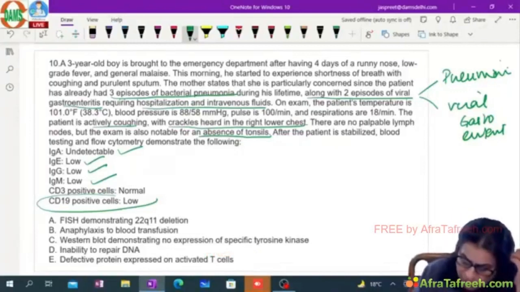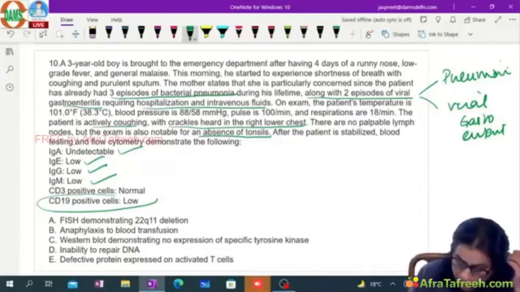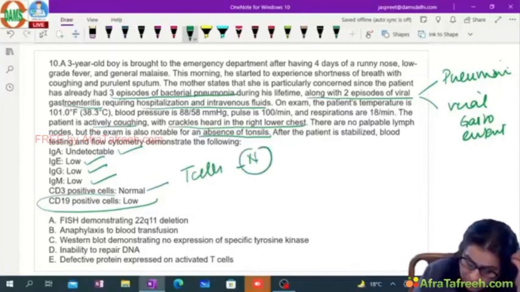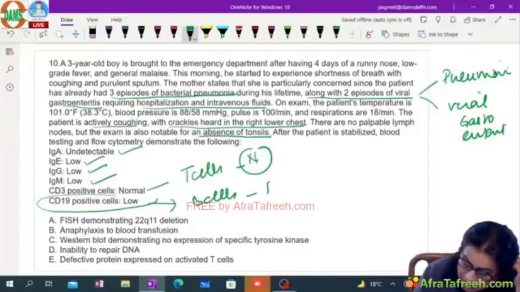Then CD3 positive cells are normal. So what are CD3 positive cells? T cells are normal here. CD19 positive, who are CD19 positive cells? B cells are decreased. So his B lymphocytes are decreased.